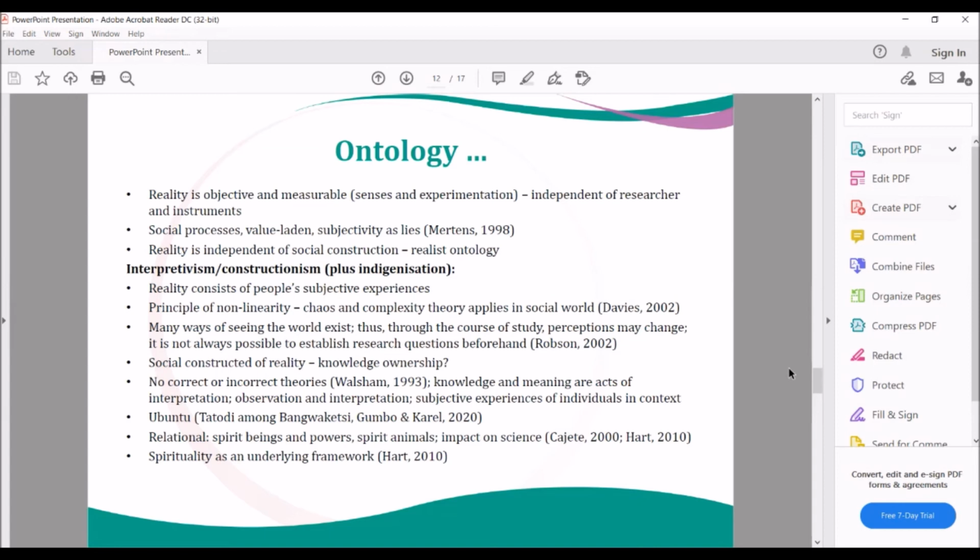People of non-linearity, chaos and complexity theory applies in a social world. So you can't keep one stance or one lens towards reality. As they claim, there are many ways of seeing the world. Thus, through the course of study, perceptions may change as the study develops. Therefore, it is not always possible to establish research questions beforehand.